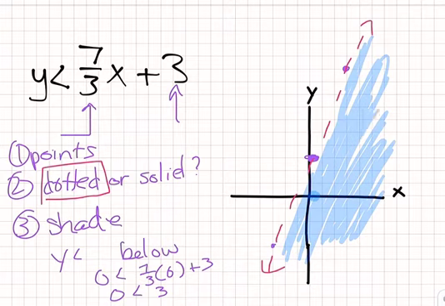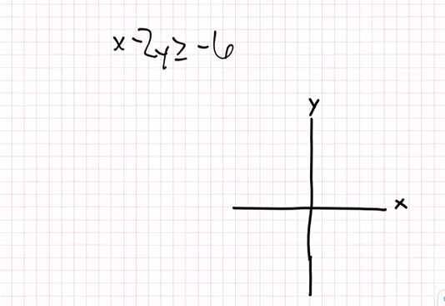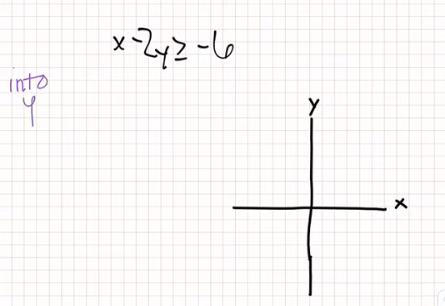Now let's look at one that looks a little bit different, that's not in slope-intercept form, and talk about that real quick. So on this one, we could put it into slope-intercept form. So solve for that variable of y. So I would subtract the x, leaving me a 2y is greater than or equal to a negative x minus 6, but y is not all by itself yet.